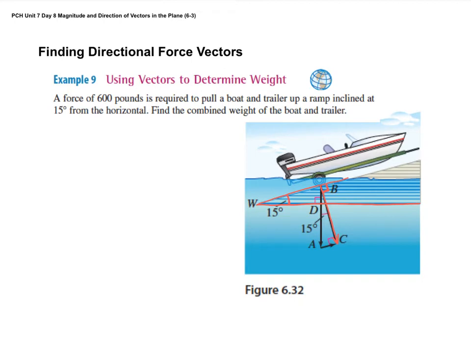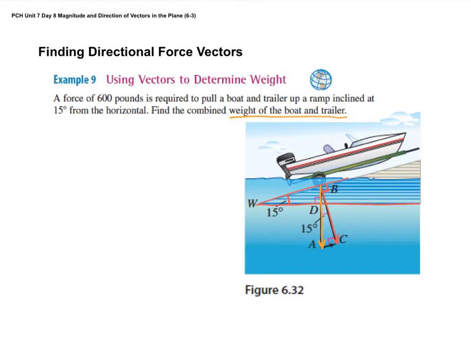If you think about it, what something weighs is impacted by gravity. Gravity pushes straight down on an object. So this vector right here represents the weight of the boat and trailer. The magnitude of that is actually what we're looking for in order to find the weight of the boat and trailer.